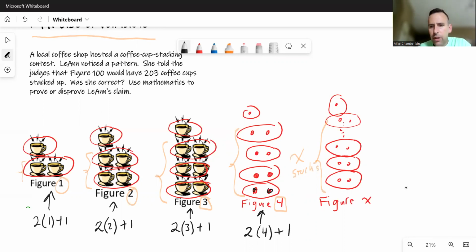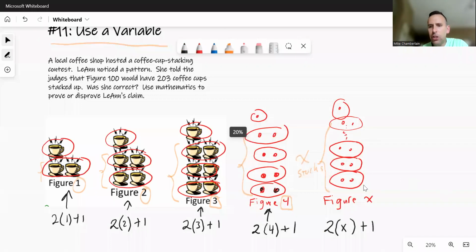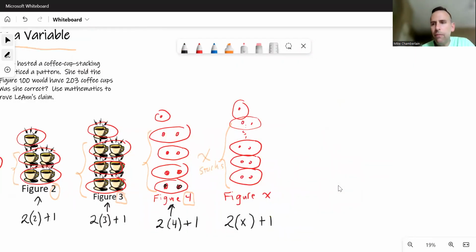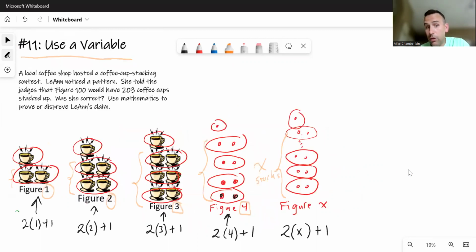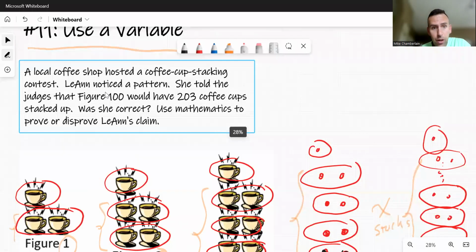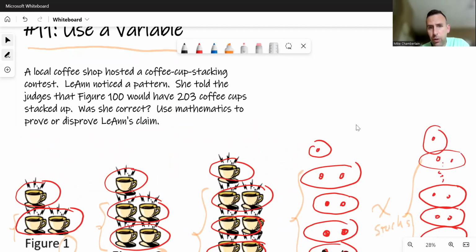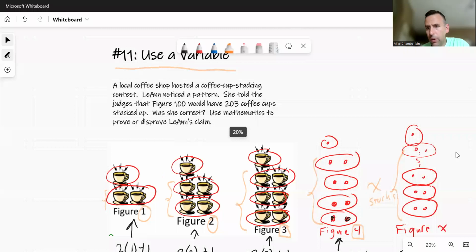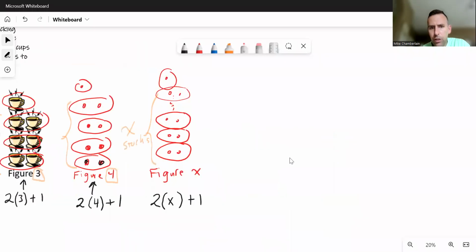And so you can notice that each one of these is 2 times something. The something is the figure number plus 1 more. Aha, there we go. I have my variable expression. So now I can use that. Now remember, there was a question here somewhere, right? We've got to go back to the question. What was it? Well, it was Leanne. Was she right or wrong? She told the judges that figure 100 would have 203. Was she correct? Well, we could use our variable expression to think about it.